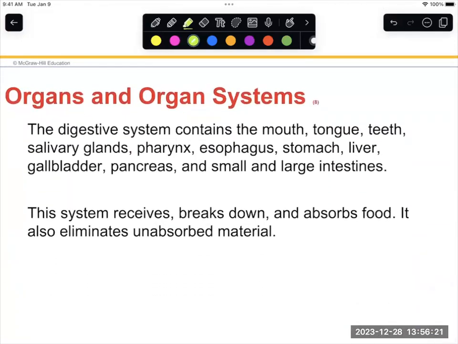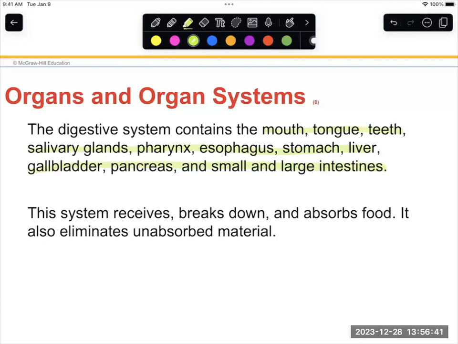That digestive system contains everything from your mouth all the way through that large intestines. It's one opening from the mouth to the anus. We receive food, we break foods down, we eliminate.